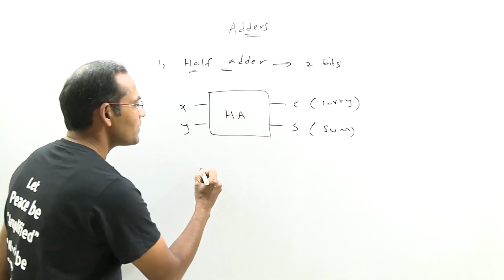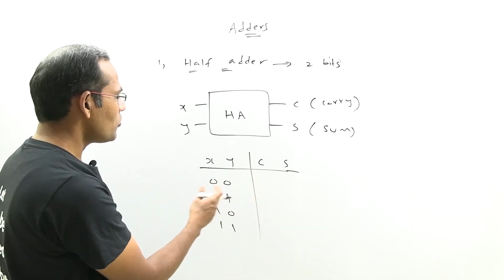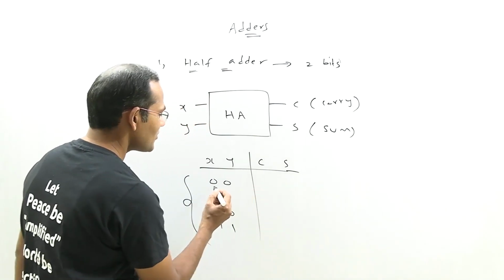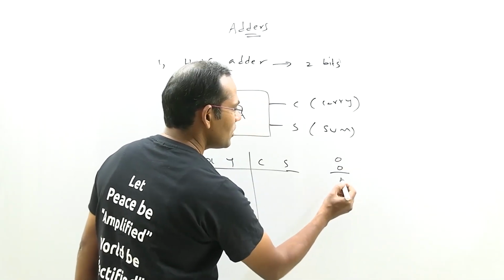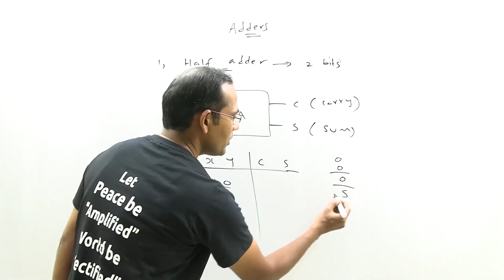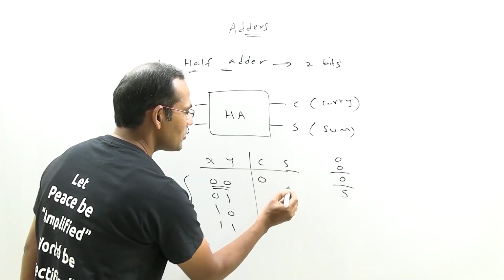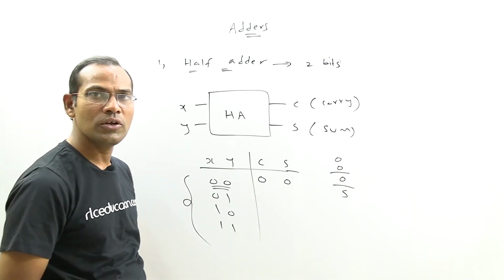The truth table of this one is, now I will write the different outputs for different input combinations. The first combination is 0 0. If you add 0 and 0, the sum will be 0 and there is no carry, that is why C will be 0, sum will be 0. That is addition of 0 0.